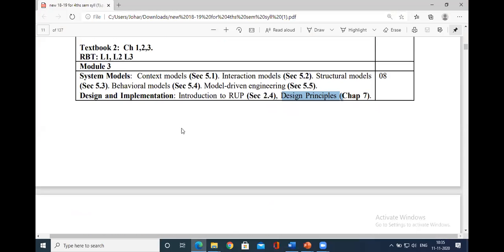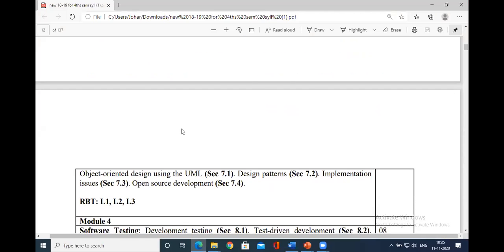So let me go to what is design and implementation. It is a big topic, design and implementation. For basic concepts, we have to understand the meaning of patterns here, what patterns are and how we design patterns.